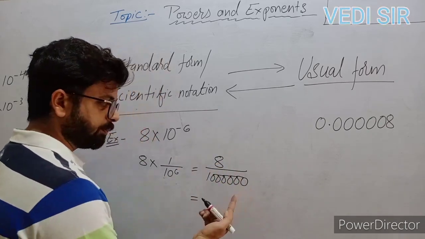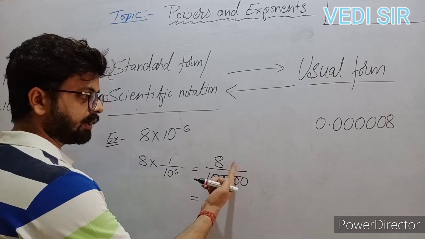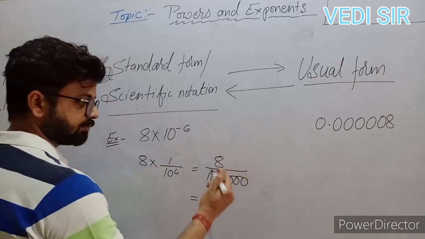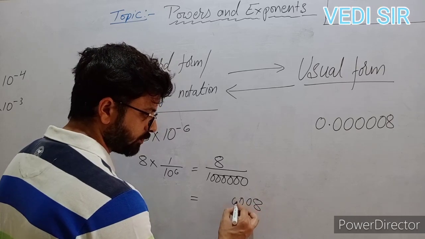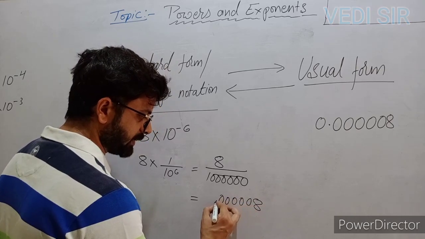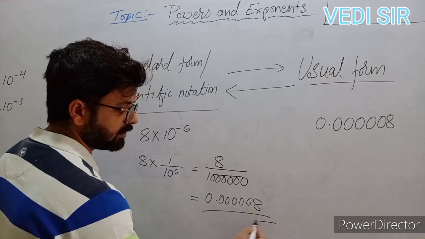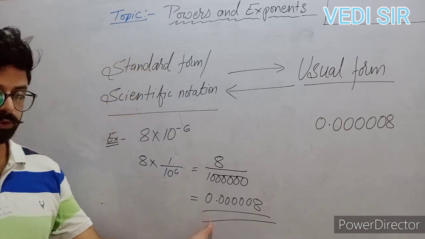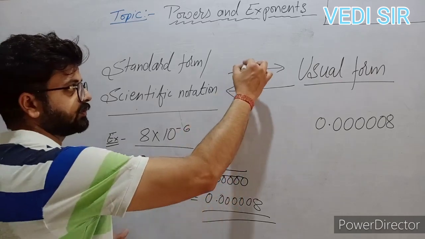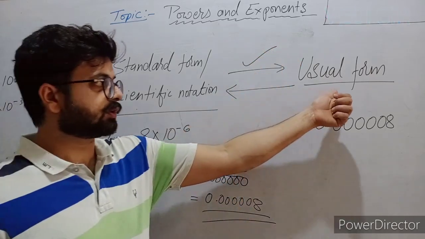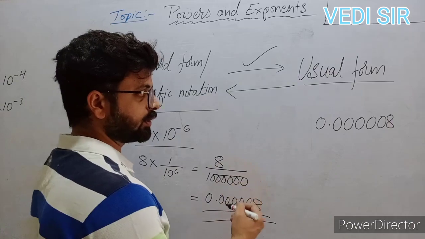We will place the decimal by counting from this side after 8: 1, 2, 3, 4, 5, 6. Here we place the decimal. This is the usual form, guys. This is the usual form. This is from standard to usual. This we have done. Now usual form to standard form, how to convert?